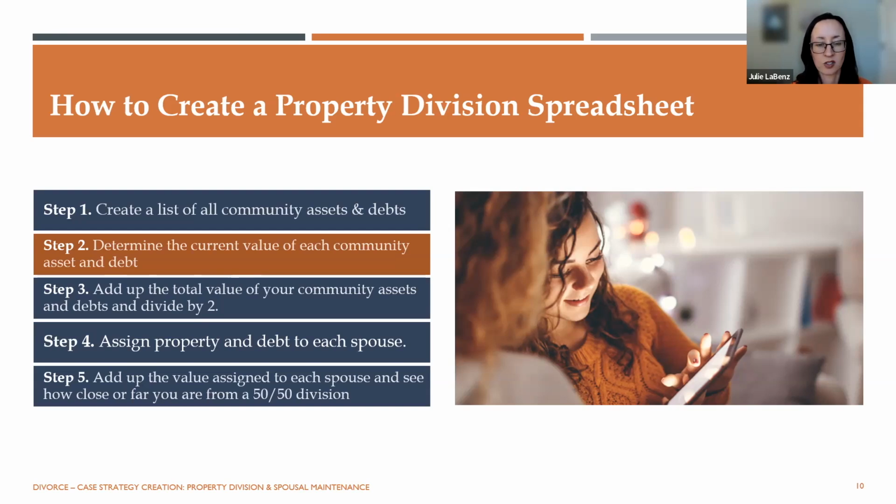Once you have your list of assets and debts and you have your values, you're going to add up all of the values to get the total value of the community property. And then you're going to divide by 2. That's roughly the 50-50 division. That's roughly the amount of money each spouse should leave the marriage with. From there, you can assign property and debt to each spouse, start figuring out what your property division proposal is. And then you can add the value of the assigned property and debts that you propose to be assigned to each spouse and see how close or far you are from a 50-50 division.